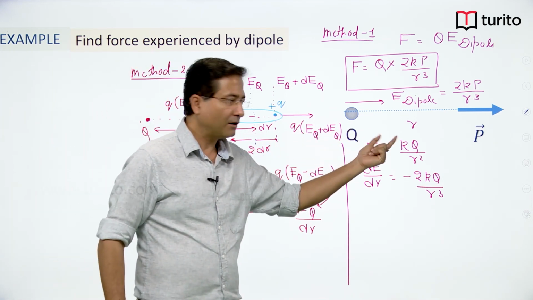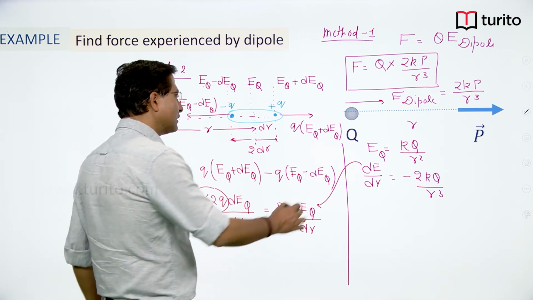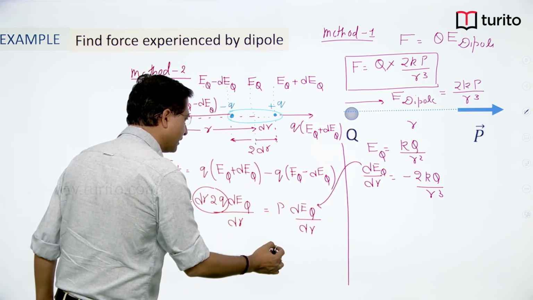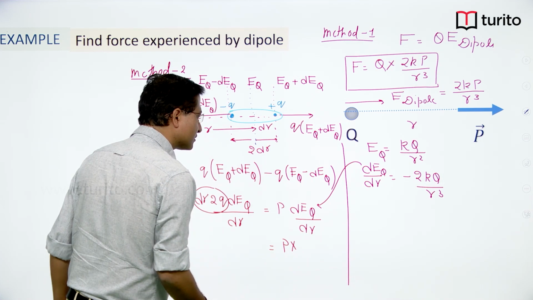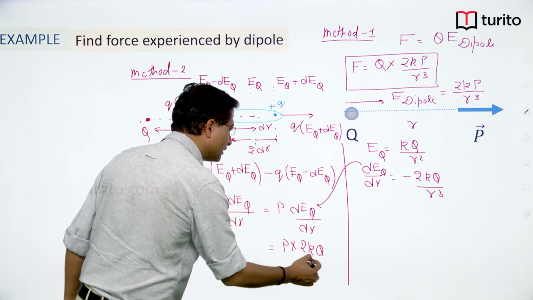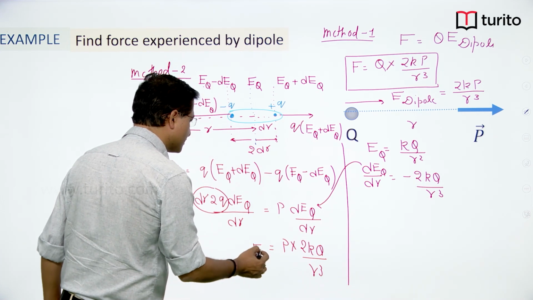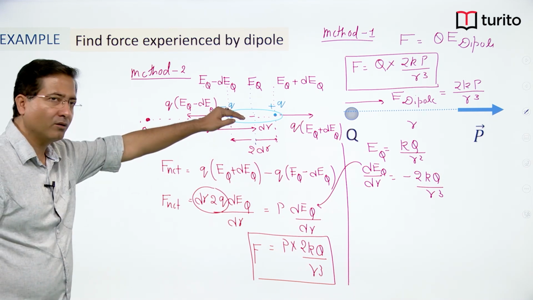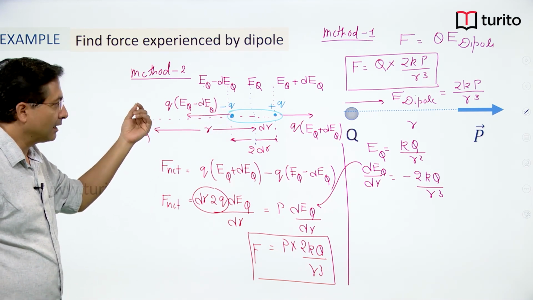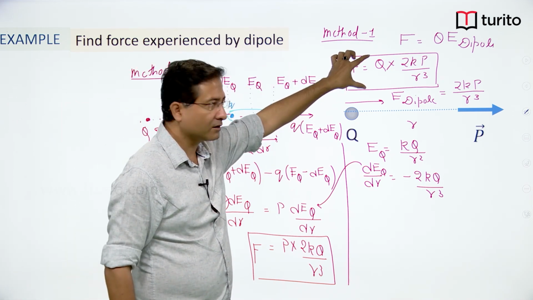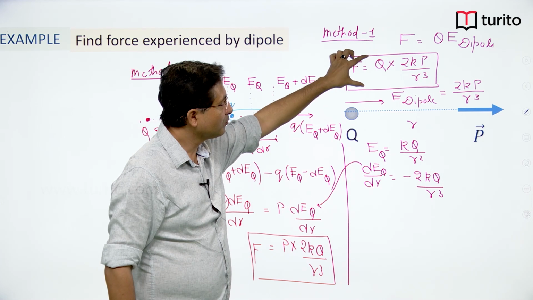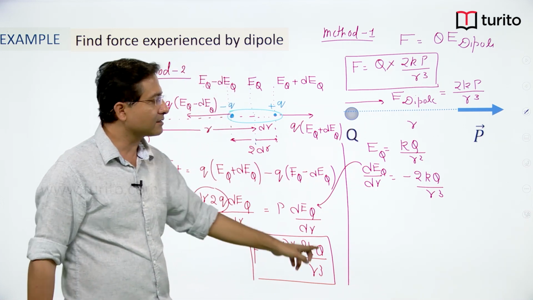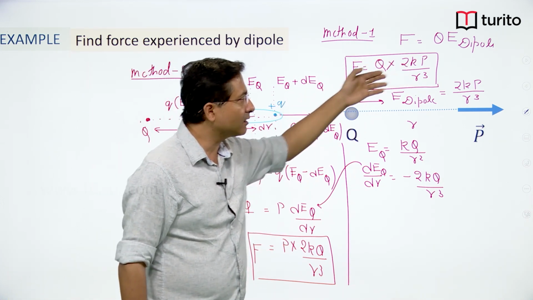What is the field there? If I differentiate with respect to r, I will get this quantity dEq by dr, that I will substitute here, and what we are getting is dipole moment times 2kq divided by r cube. This is the force experienced by the dipole due to the point charge. And in method 1, see what we have got: q times 2kp divided by r cube, and here also we are getting the same result. So you can solve this problem either by this method or this method.